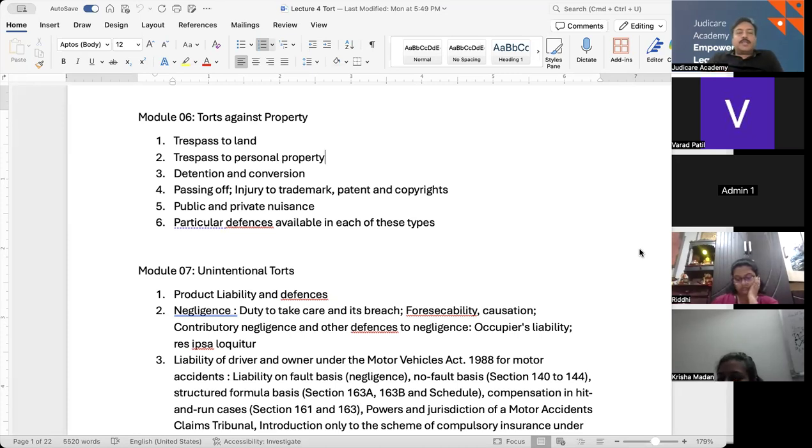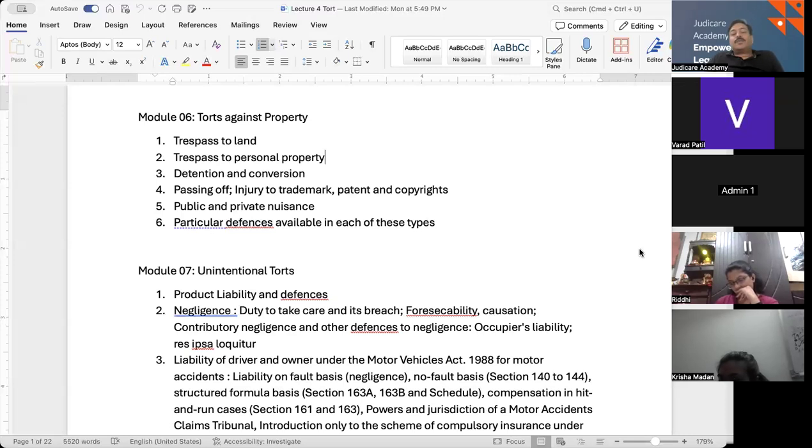So this is about passing off, injury to trademark, patent, and copyright, etc. Coming to point 5, which is public and private nuisance. Public nuisance is conduct that impacts the general public or a community, causing harm to public rights and interests. A private nuisance is an action that interferes significantly with an individual's right to use and enjoy their property. If it impacts the public, it's a public nuisance. If it impacts a private person, an individual, then it's a private nuisance.